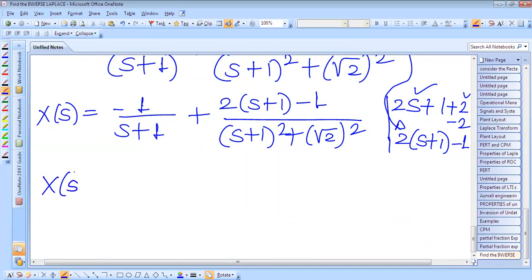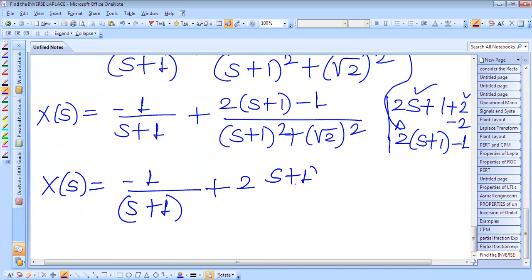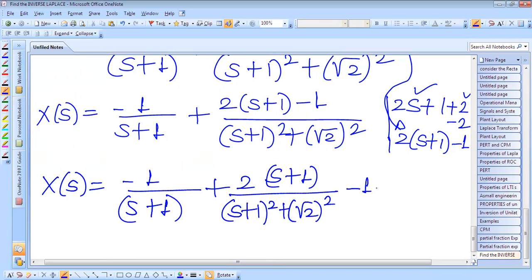So further I can write here, separating these terms, 1 over s plus 1 plus 2 into s plus 1. I am putting this into the standard form, s plus 1 square plus root 2 square, and this is a minus 1. I can take a sign of minus 1 here. So I will put this into the standard form. What standard form? s plus 1 square and square root of 2 square.